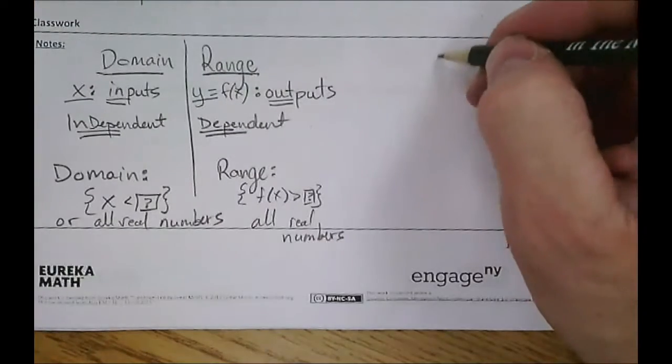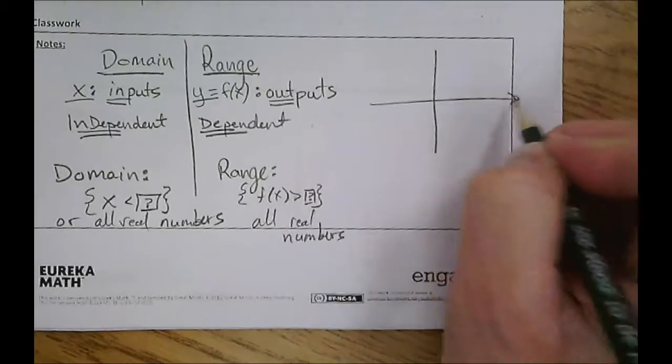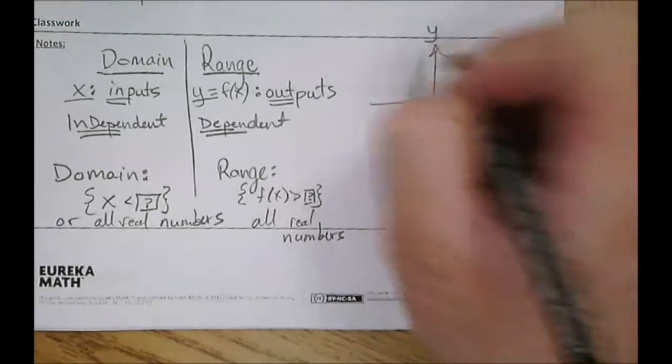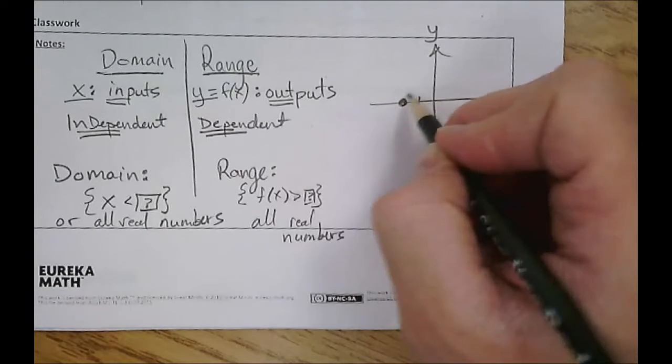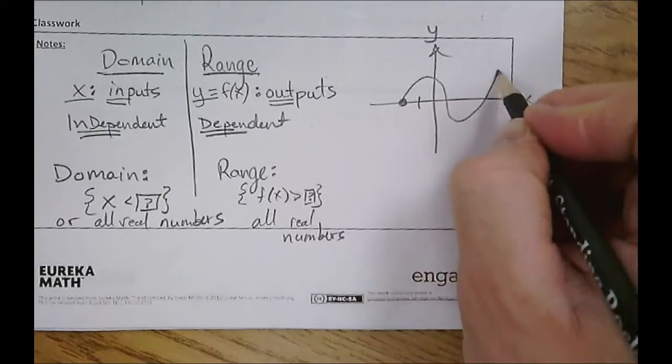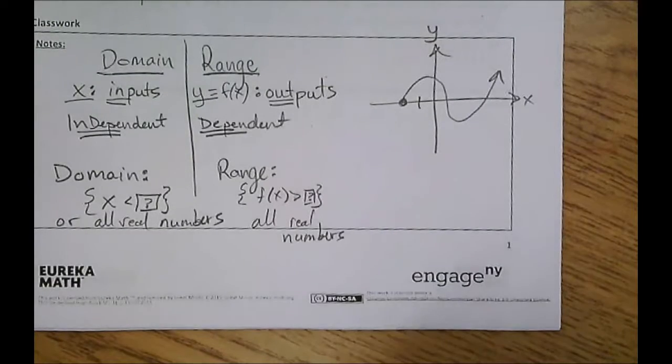Consider that with this graph right here that we're just going to kind of scratch out. Make sure to label your x and y. And I just want to draw a line that starts maybe 2 spaces over, and it kind of does something like this. I don't know. Functions can look like that.